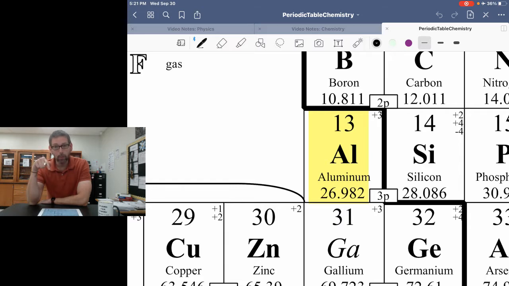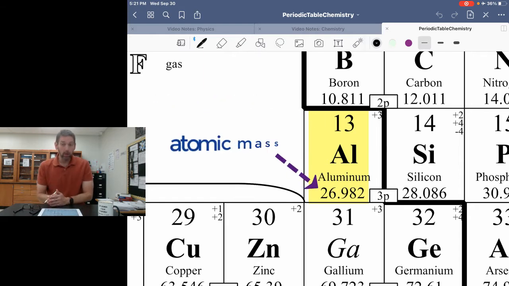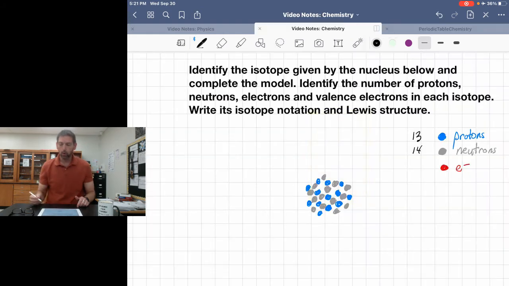All right. So right there, we know aluminum, and we know two things from this. We know that the top number is the number of protons, the atomic number, and the bottom number represents our average atomic mass because of the various isotopes, right? So 26.982 is going to round up to 27. So we know we have a mass of 27 and an atomic number of 13, so that's the number of protons. Let's go back to what we're working on.